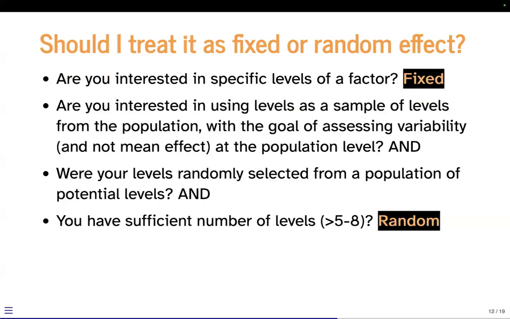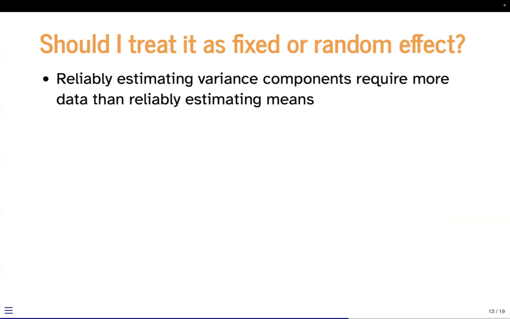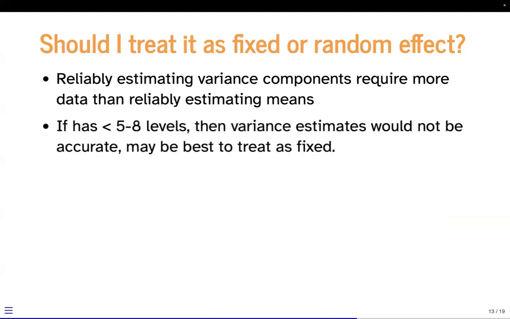And really the key part here of the sufficient number of levels is that to reliably estimate a variance component, we need more degrees of freedom for that as compared to a mean. So a mean we can estimate reliably with fewer degrees of freedom compared to variance components. So if you have fewer than, let's say, 5 to 8 blocks in the example we're talking about, your variance estimates would not be accurate, which could impact everything in your model.